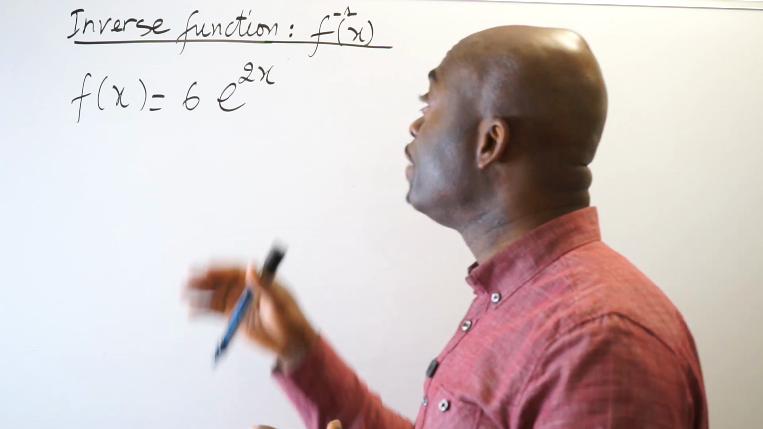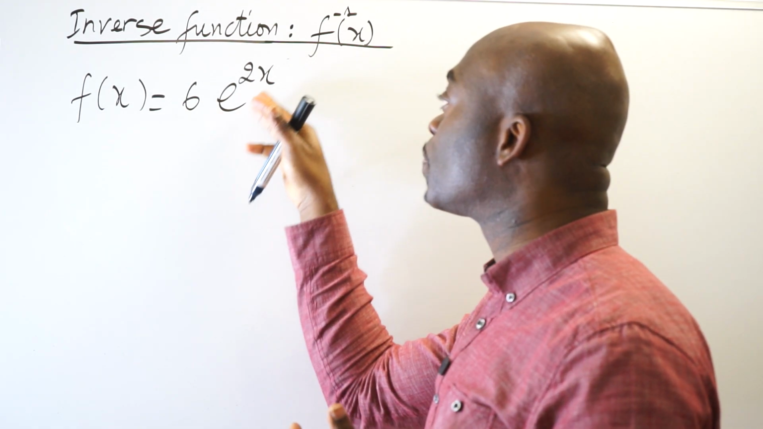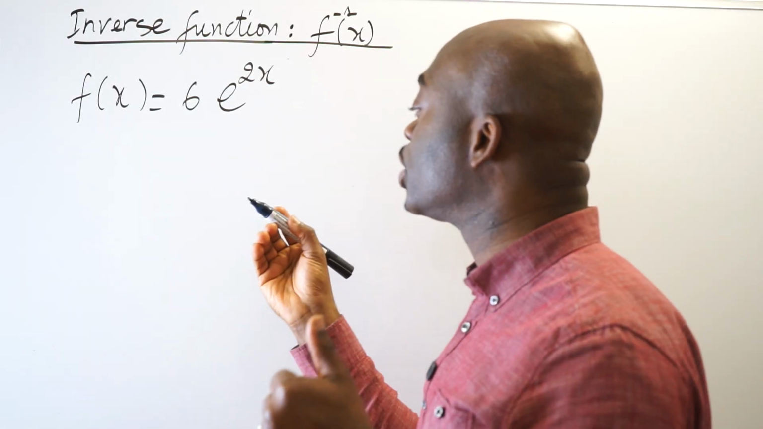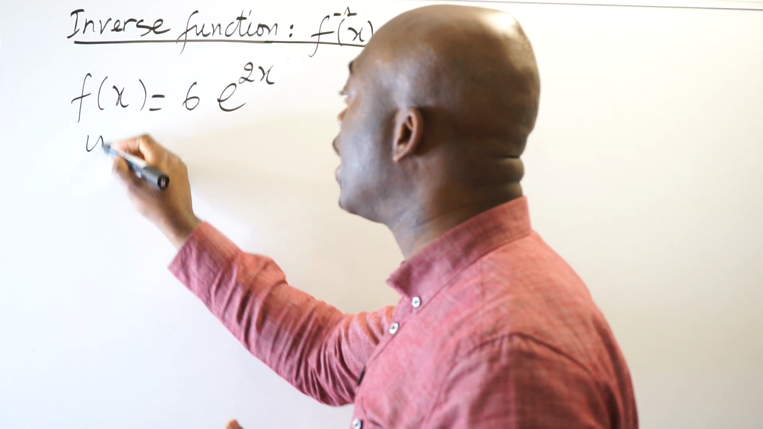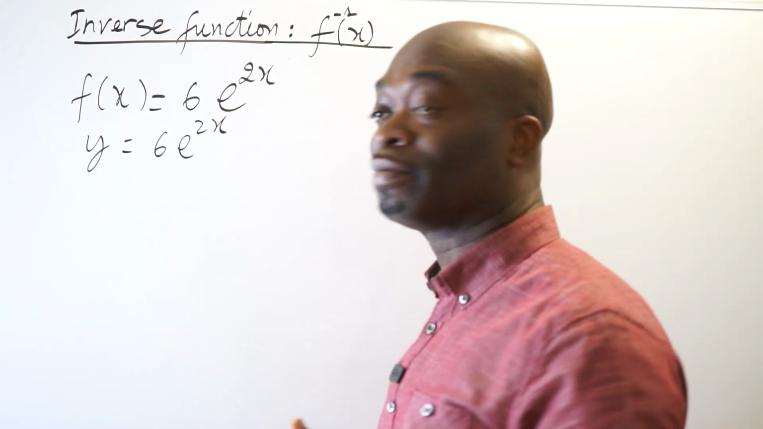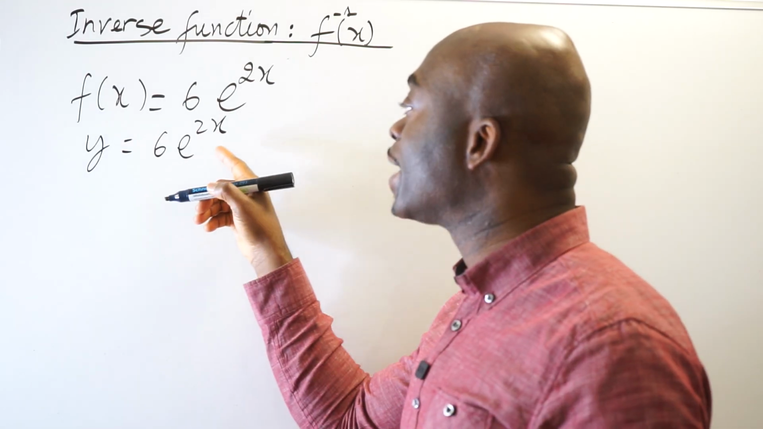So we're trying to find the inverse function of the function f of x equals 6 times e to the 2x. All right, so what's the first step? The first step is to change f of x to y. So that is y equals 6 e to the 2x. First step. Second step now, we're going to interchange x and y.